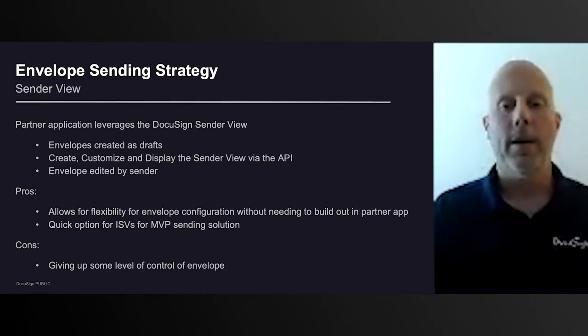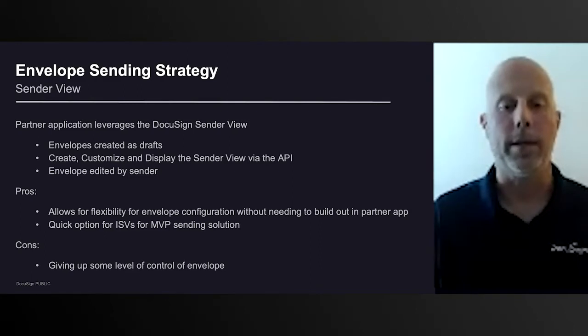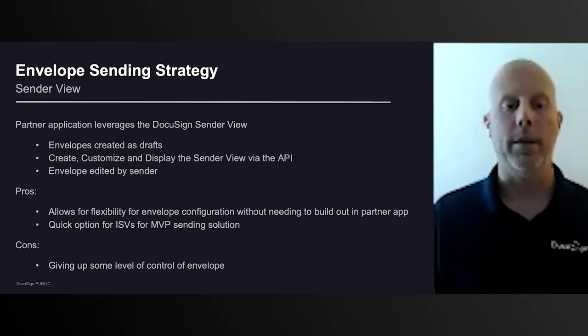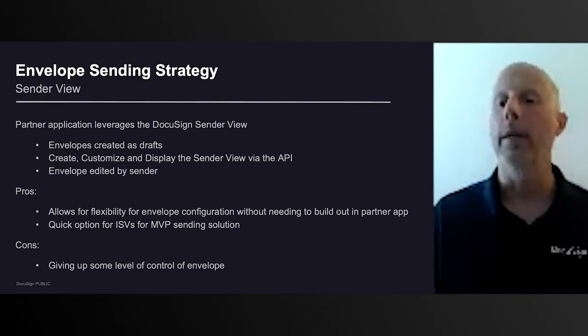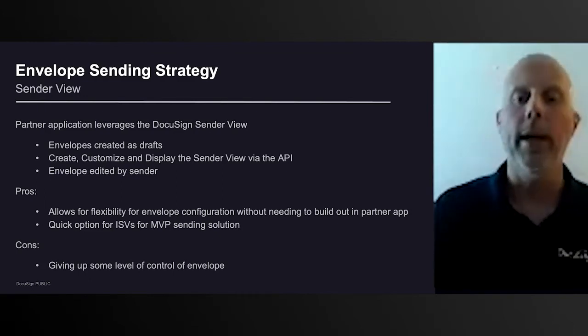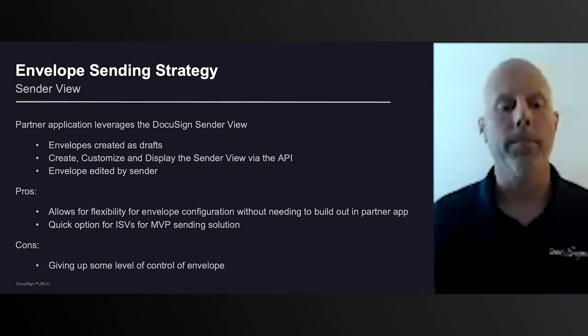And then the user can either come back into your application and send it out, or they can send it out straight from that sender view and then redirect and hand back off. So it gives the power of the user to leverage their DocuSign account and full feature set without having you and your teams develop everything. So again, it allows the flexibility for that envelope configuration without needing to build out everything in your application. And then over time, as you go through V1, V2, and so forth, you might want to bring in those feature sets that are widely commonly used into your integration.